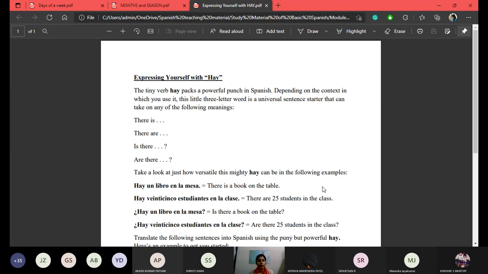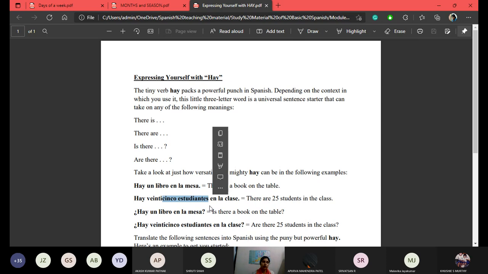And another point, you will see the meaning of "there are" is again hay, okay? So "there are 25 students." Hay 25 estudiantes, okay? So the meaning of "there are" is also hay, and 25 estudiantes, vale? So the meaning of hay is both "there is" and "there are," okay? Since one word is having both the meanings, "there is" and "there are," how will you know whether the meaning is "there is" or "there are"? In that case, what to do?